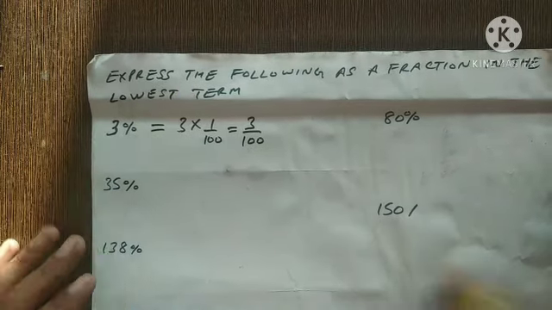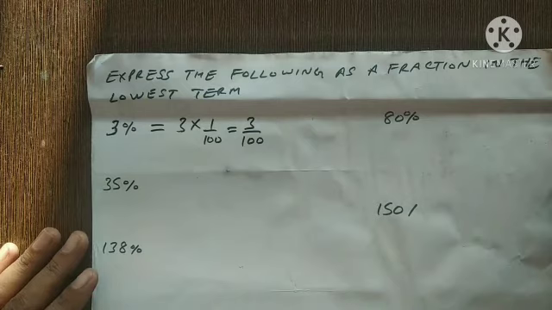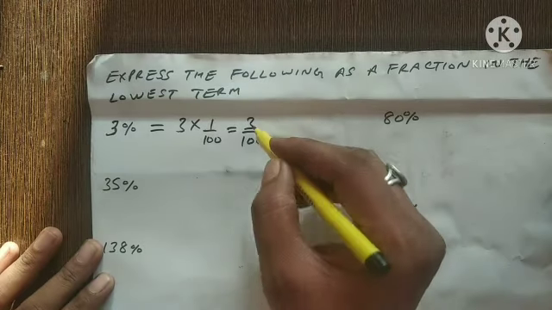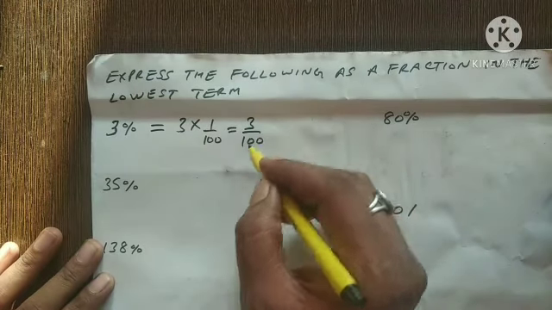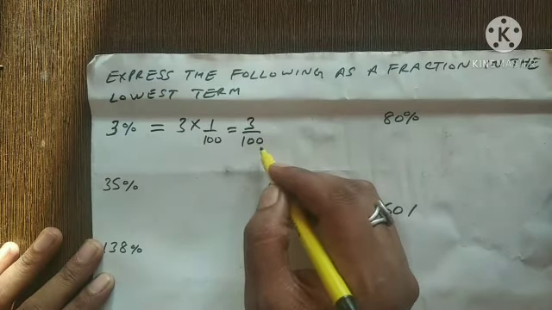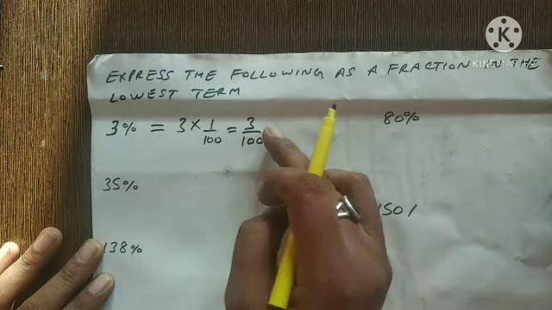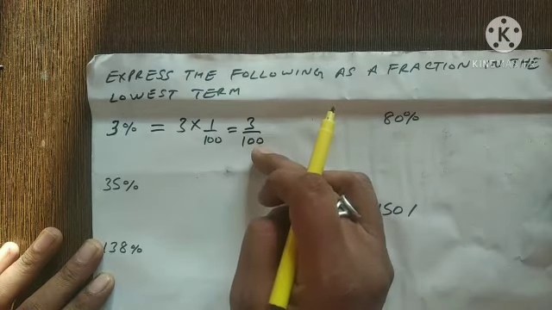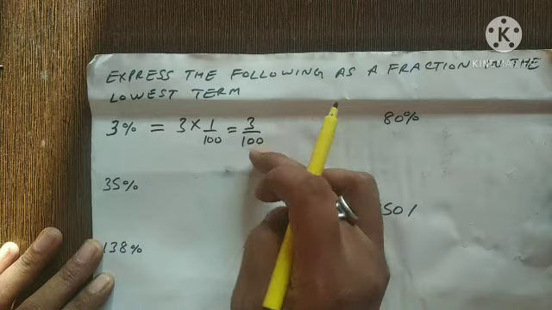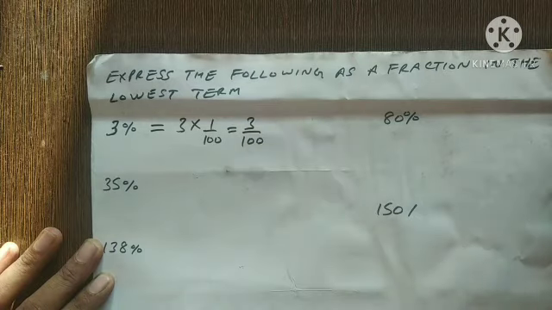Now the question is of lowest term. Lowest term means the HCF of the numerator and denominator should be 1. You see, 3 cannot divide 100, and also there is no common factor between 3 and 100. So 3 over 100 is the lowest term. So the sum is finished there.